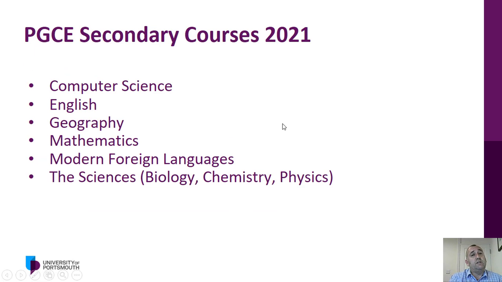There are 6. So all of these will be to teach in secondary schools, 11 to 16. There's options for sort of sixth form and stuff, but you need to speak to your course leader about that. So you can see the list there: computer science, English, geography, mathematics, modern foreign languages, and the sciences. Now, typically you would want to have a degree in one of these areas, but you might not be directly a specialist. You might be working or have qualifications in a related field.